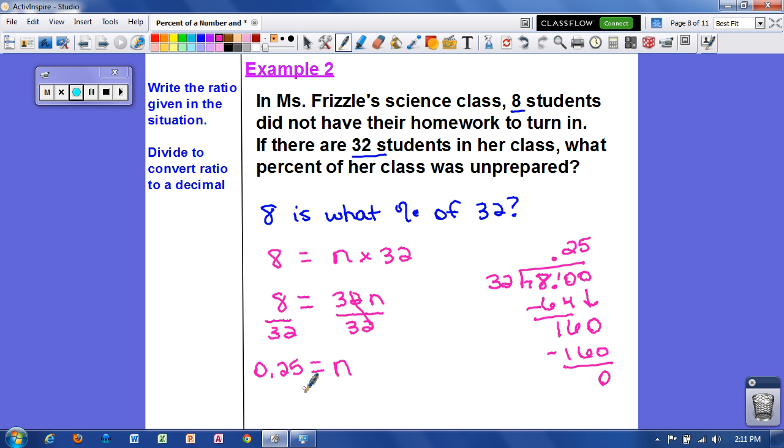But do keep in mind the question wanted to know what percent of her class was unprepared. So I have to take 0.25 and change that to a percent. Decimal to percent, paddle to the right. So I want to take this decimal and move it 2 places to the right. So 25% of Ms. Frizzle's class was not prepared.